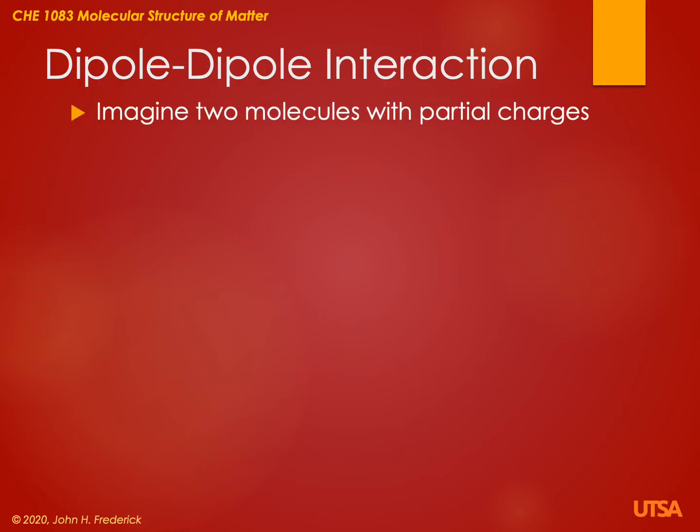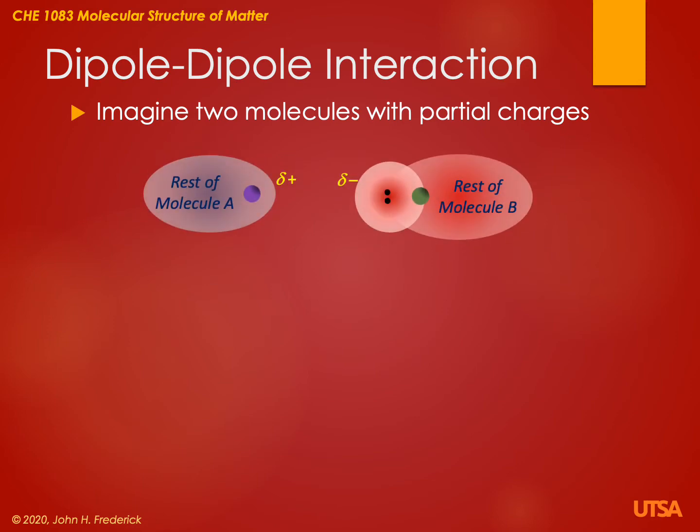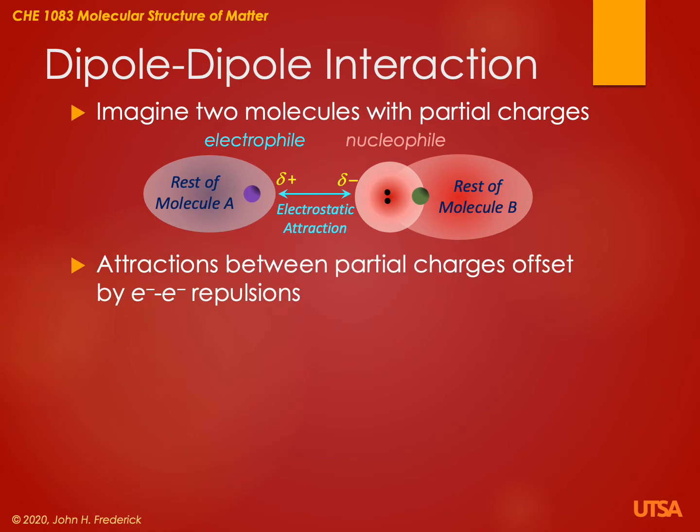And I want you to imagine that there are two molecules that have partial charges. And one of those, the negative charge, is associated with a piece of the molecule that has an extra pair of non-bonding electrons. Now, those two charge centers are going to experience an electrostatic attraction, with an electrophile on the left side and a nucleophile on the right side. The attractions between these partial charges will partially offset the electron-electron repulsions that come from the electron clouds on each of these parts of the molecule.